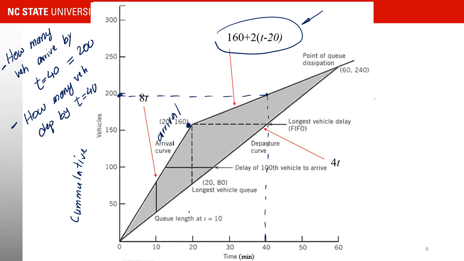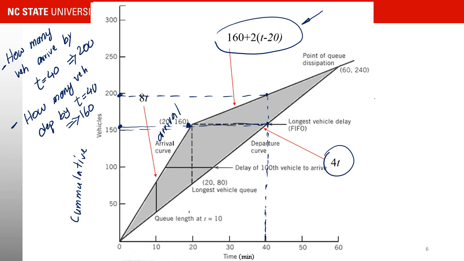How do you do that? You put 40 into this equation. That is going to give you 160, or again, you go up from 40 until you hit the departure curve, and then you go horizontally and you find out that 160 vehicles have departed.